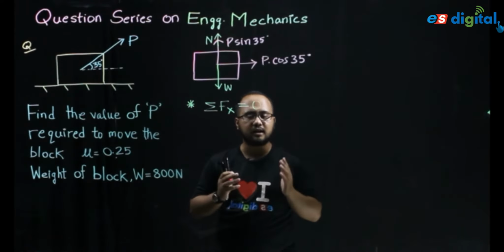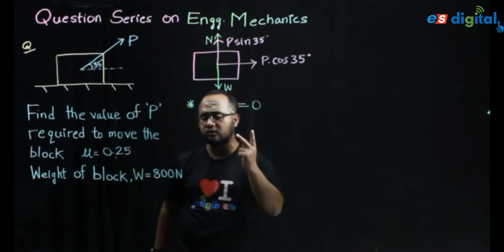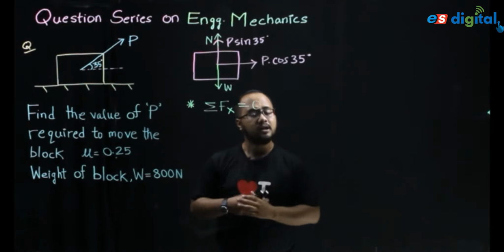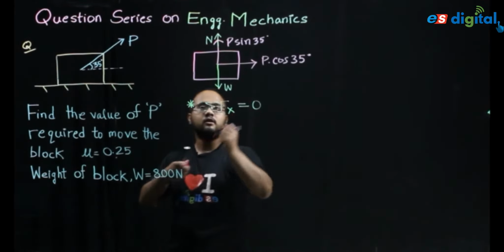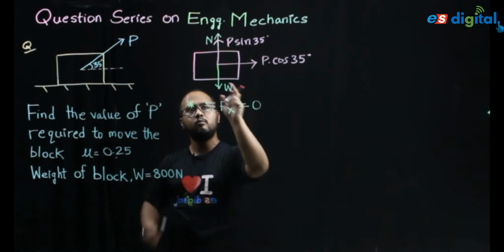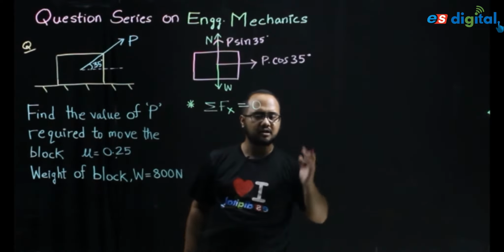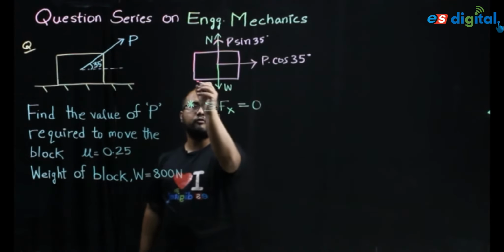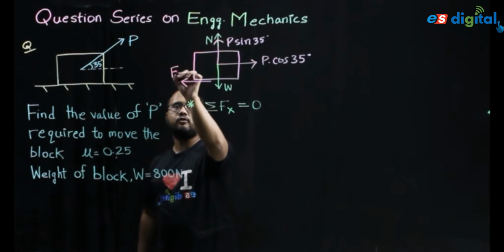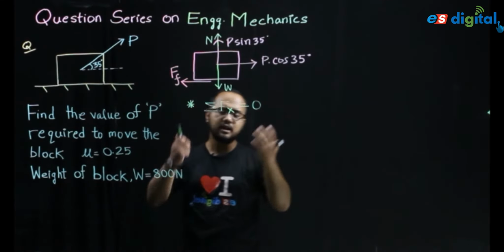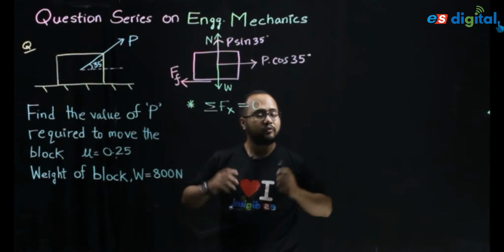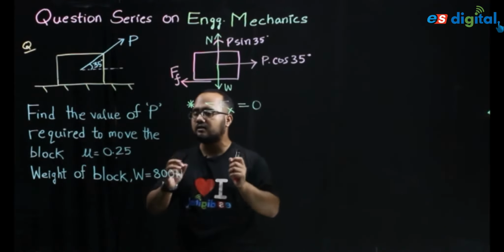Obviously when two surfaces are in contact, there will be two forces: one is the normal reaction force and one is the tangential force, that is the friction force. P cos 35 will tend to move this block in the right direction, and the friction force F will act in the left direction. It opposes that motion, because friction is the force which opposes the relative tendency of motion.